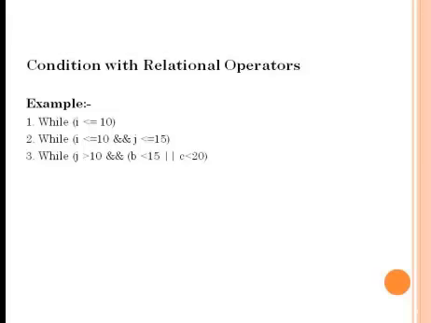The condition of the second statement is i less than or equals to 10 and logical AND j less than or equals to 15. Whenever an expression has more than one operator, then we will go for precedence. We will check the precedence of those operators.